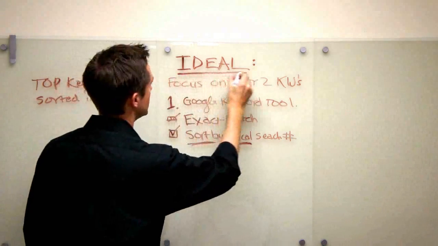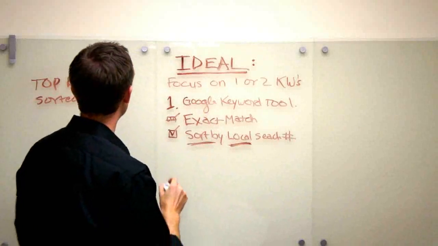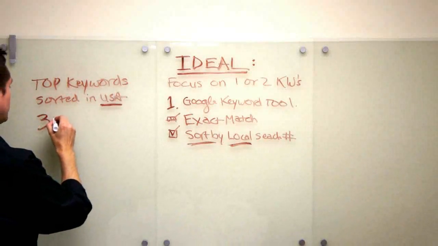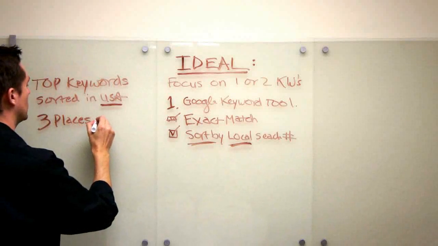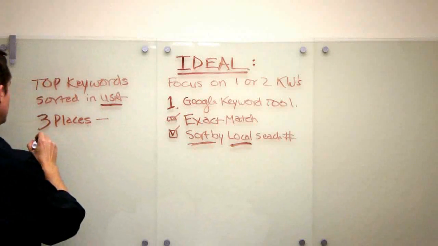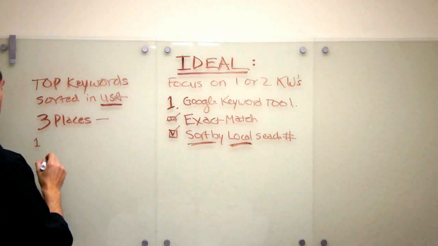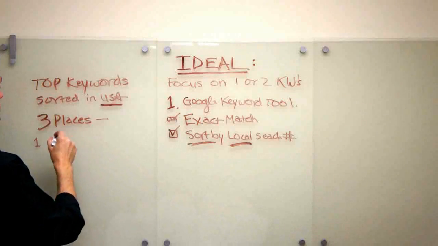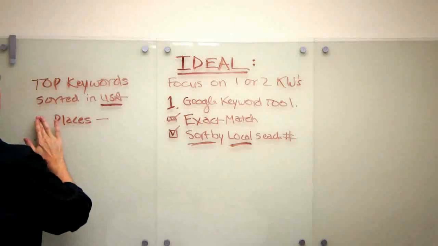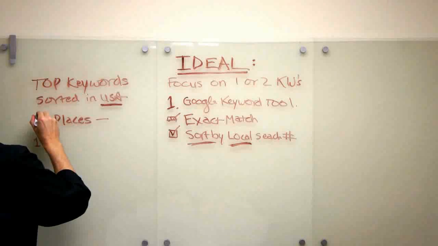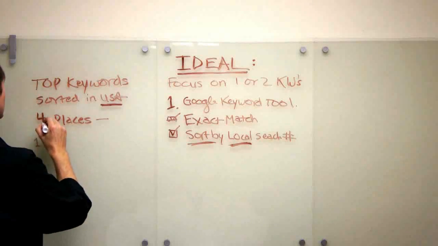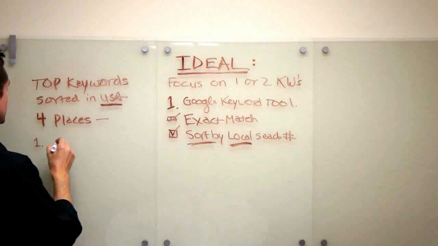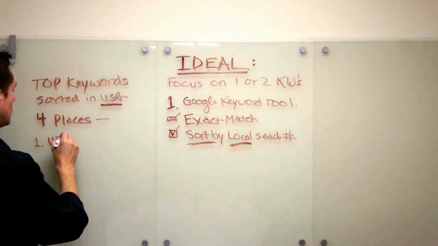Now, there's three places to place keywords in an article. First place, actually there's four places I should say. Four main places you want to put it. And the first place is in the URL.